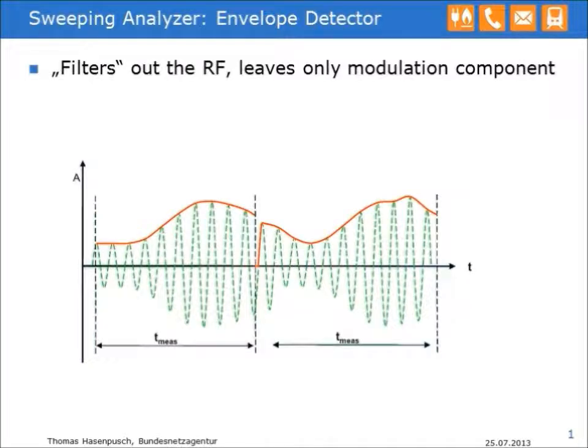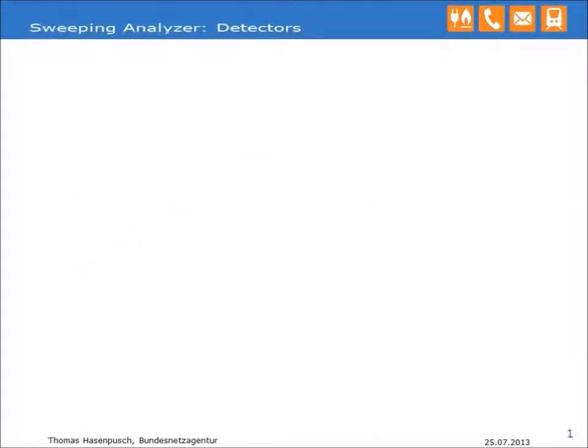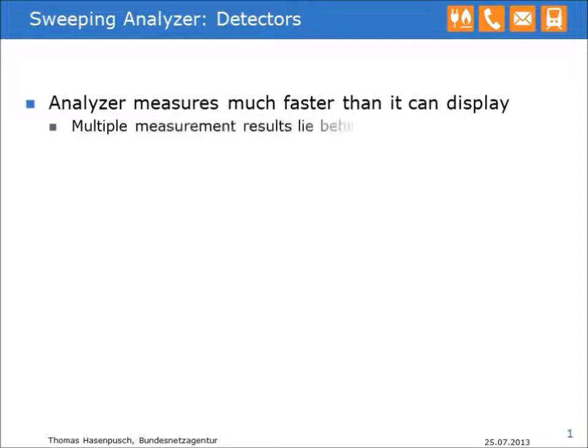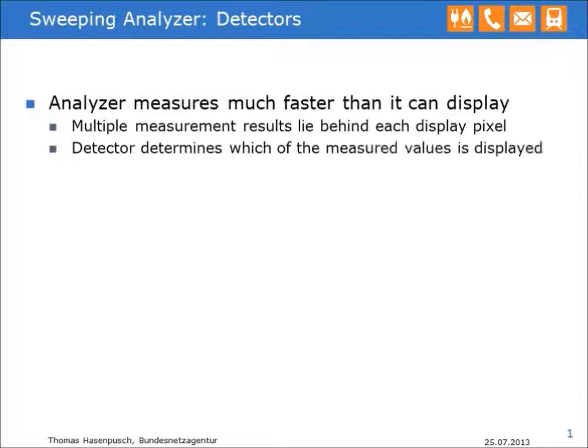Anyway, when we decode or demodulate the RF signal, we get the so-called video signal that shows only the amplitude changes that are due to the modulation. And this red line signal is then fed to the detector, and it measures, usually the analyzer measures much faster than it can display, which means that we have multiple measurement results behind each display pixel. And the detector determines which of the measurement values are displayed.